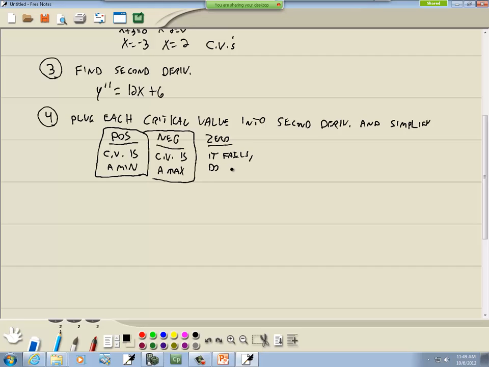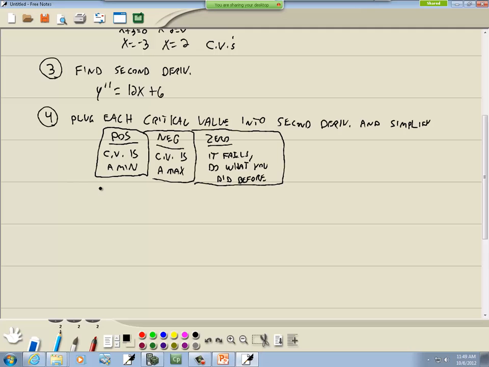Do what you did before. What you did before? Well, what we did before is we found a first derivative, set it equal to 0, solved that, found our critical values, built a table of intervals based upon our critical values, picked test cases, looked at our sign to see if it's increasing or decreasing, and from there found our min and max.